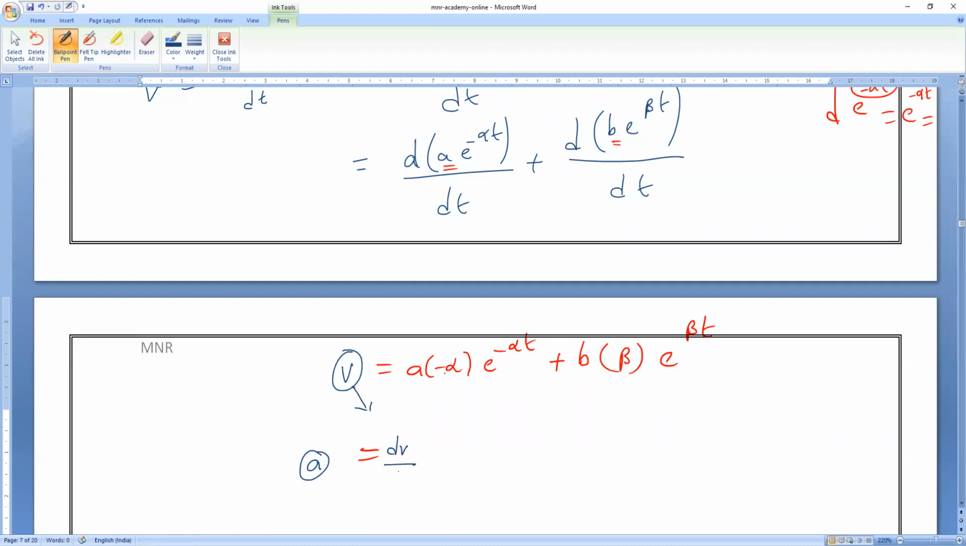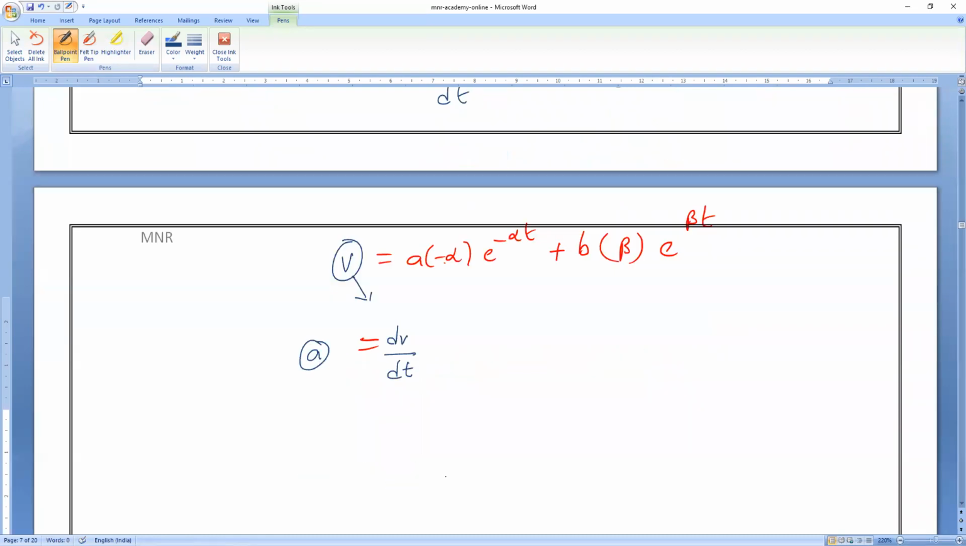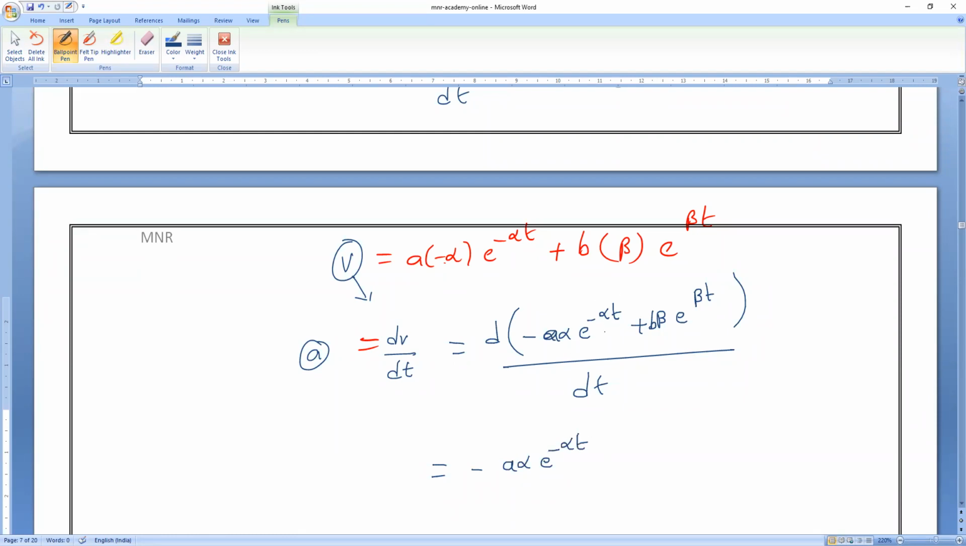Acceleration means what? dv by dt. Now you apply differentiation again. Differentiation of minus a alpha e power minus alpha t plus b beta e power beta t. Now what will happen? Minus a alpha e power minus alpha t, and for alpha t again we have to apply the differentiation, so minus alpha will come. Next one, b beta e power beta t into again beta t. If you apply the differentiation, beta will come. So that is the acceleration function.